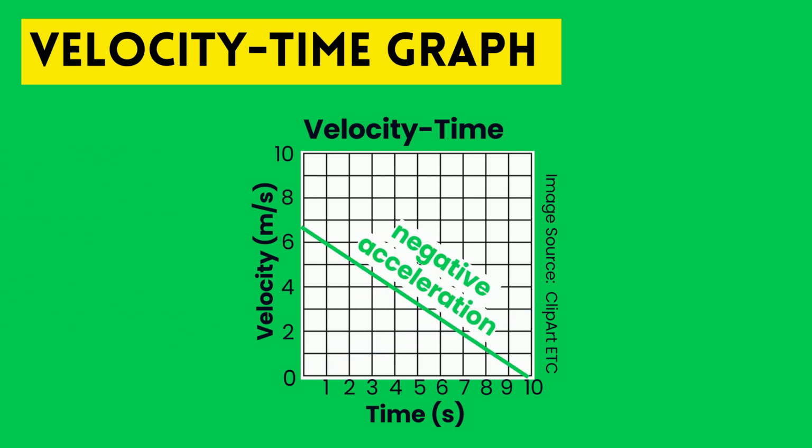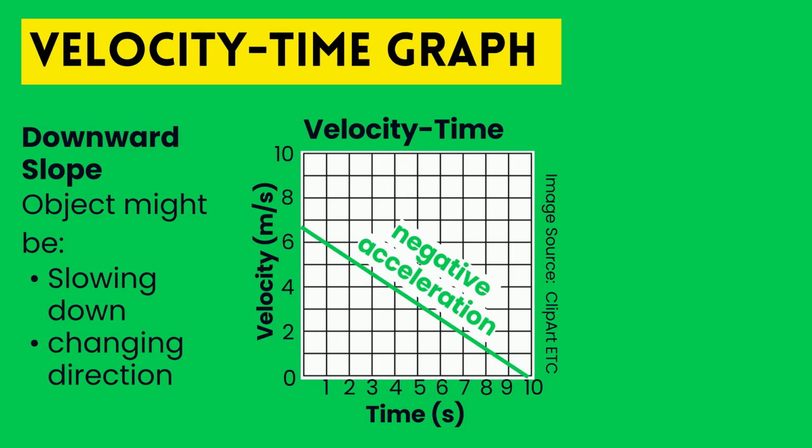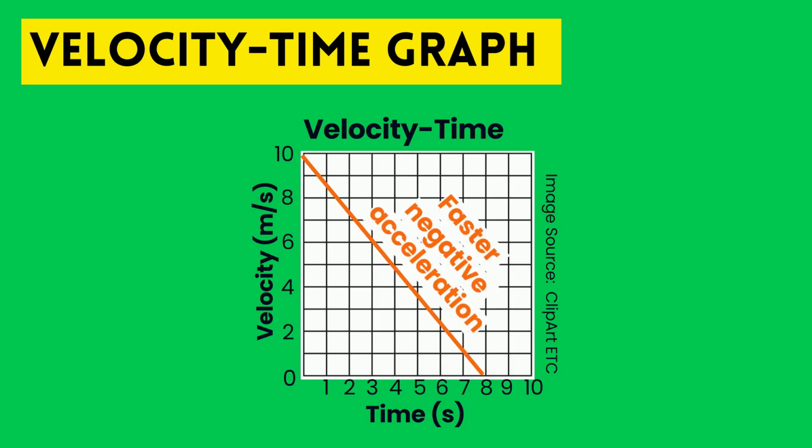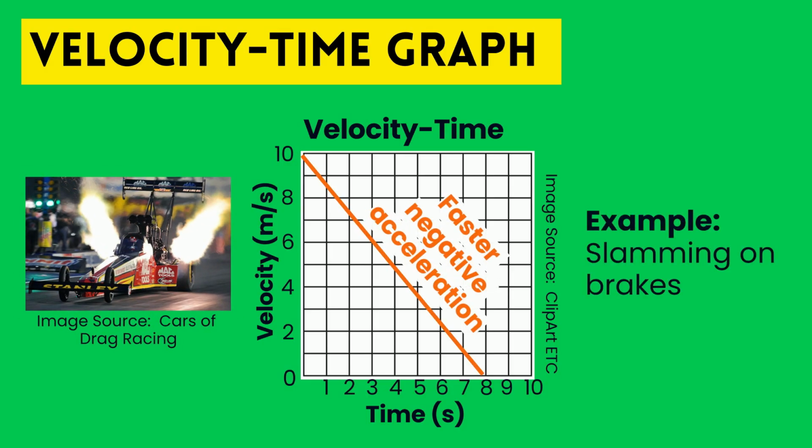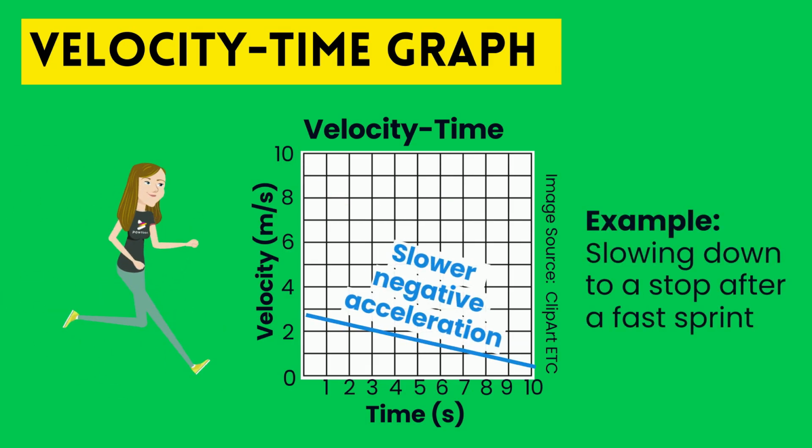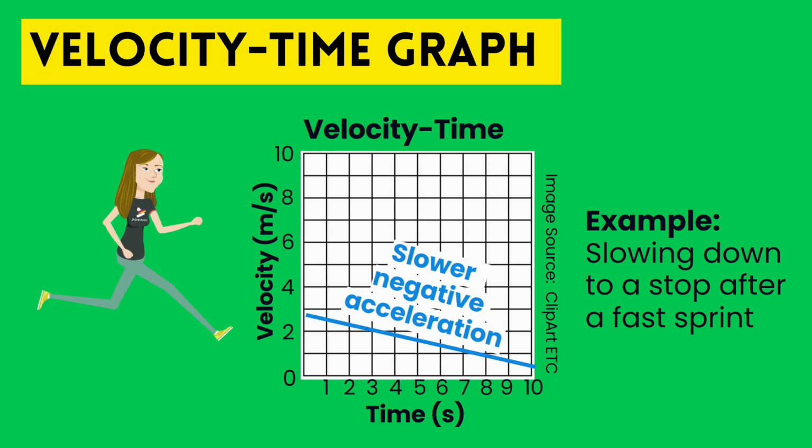If the line slopes downward, that means the velocity of the object is getting lower over time, or that the object is changing direction. A steep downward slope would occur if the drag racer slams on brakes at the end of the race and comes to a really quick stop. His velocity decreases quickly, so the slope is high, but moving downward. A lower downward slope might occur when I slow down to a jog, then a walk, then a stop after reaching the end of my 100-meter track. My velocity decreased slowly, so the slope is lower. Showing a change in direction on a velocity versus time graph will be covered in a future physics course.